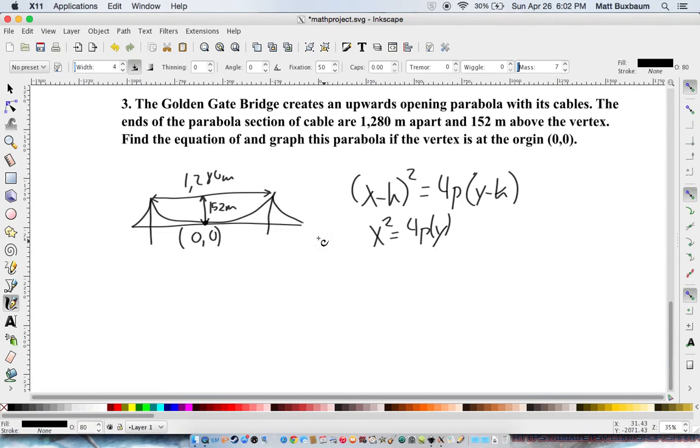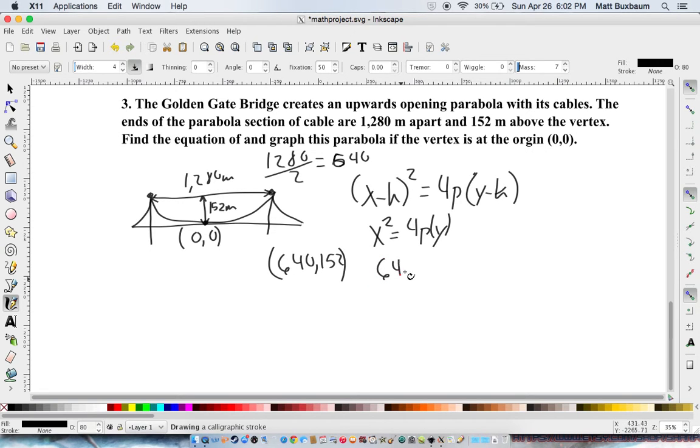Now, right now it seems like we don't have anything to solve with. We're like, oh, what do we do? But what we can do is put one of these coordinates in the place of x and y. So we're just going to halve 1,280. That equals 640. And so that's our x value, so 640. And our y value is just this height here, so that's 152. So we just plug those into x and y, and we solve for p.